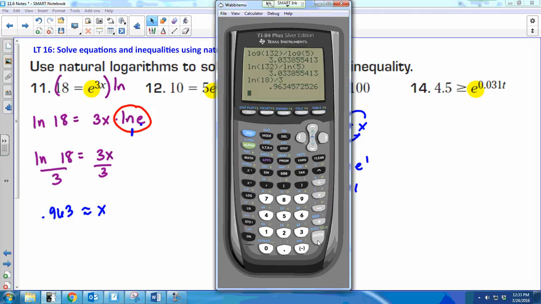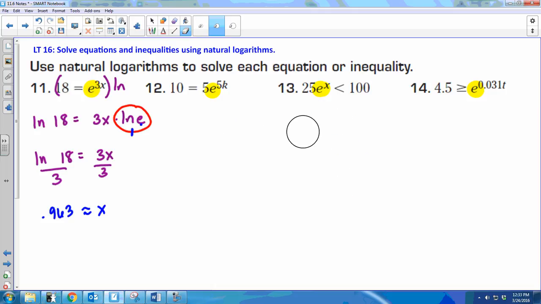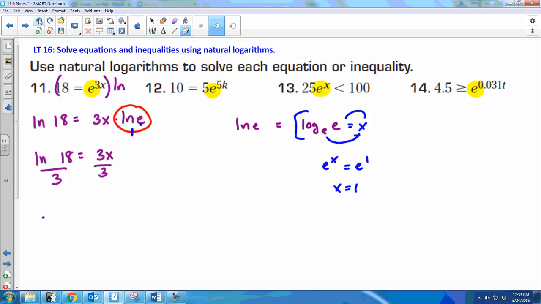Questions about the first example? I can rewrite it. Thousandth or hundredth is fine.